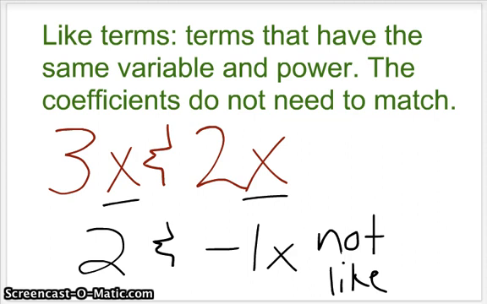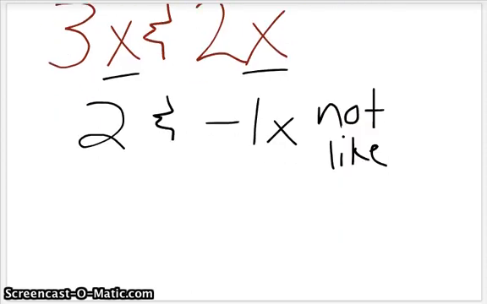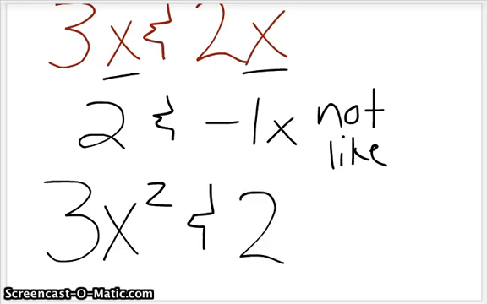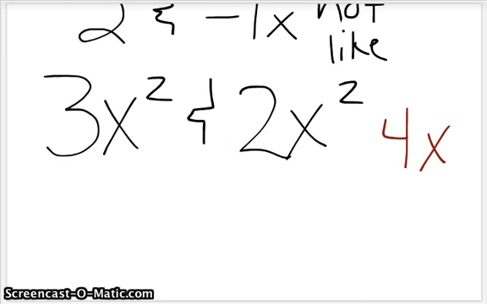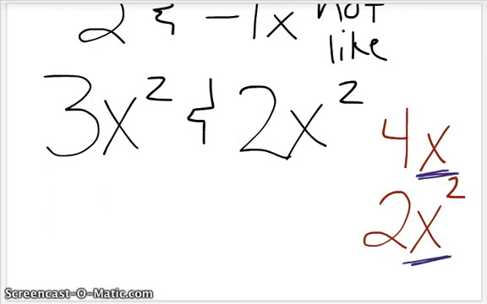When it says they have to have the same variable and power, that means like 3x squared and 2x squared. These are considered like terms. 4x and 2x squared, if we're looking at those terms, the ones that are in red, those are not like terms, because this x is just an x, and this x has a power to it. It's x to the second power, and so we would say that those are not like terms. They're unlike.